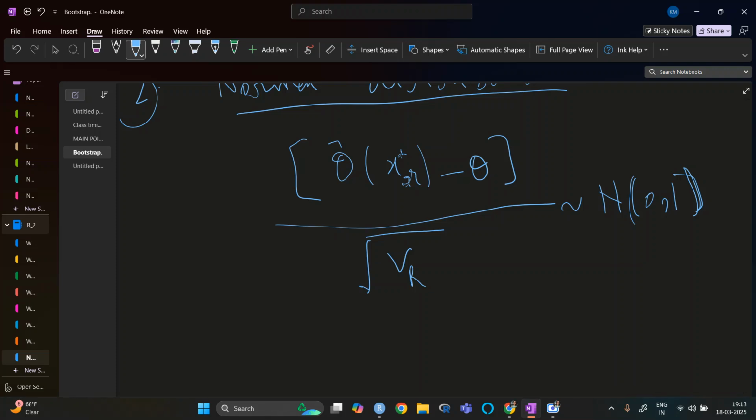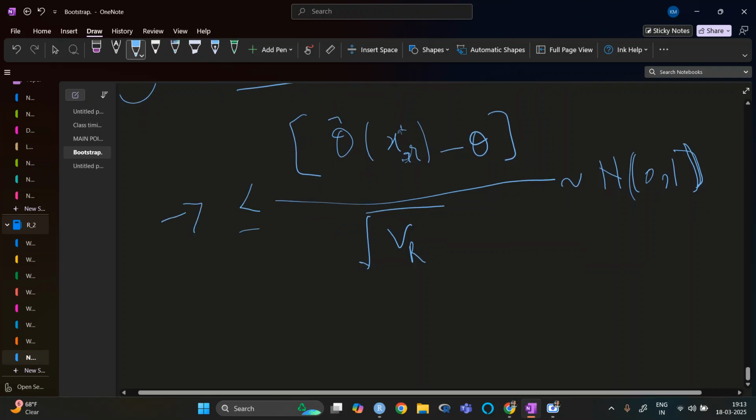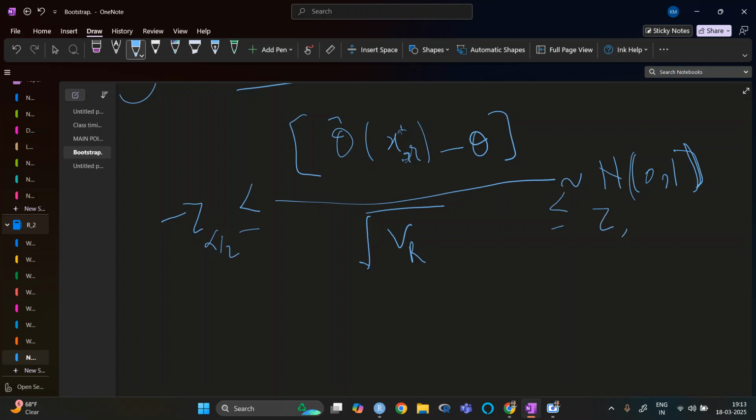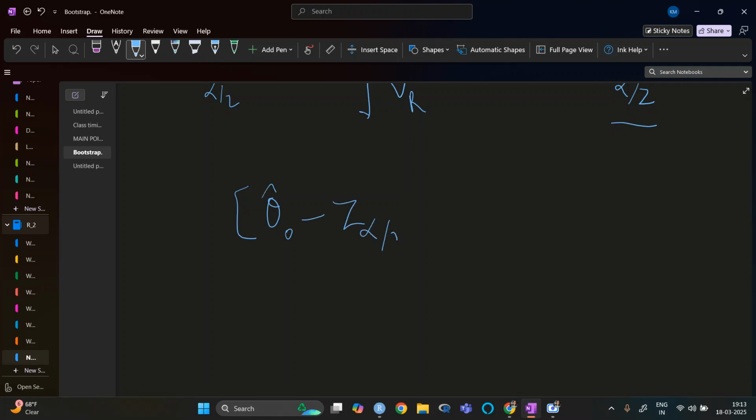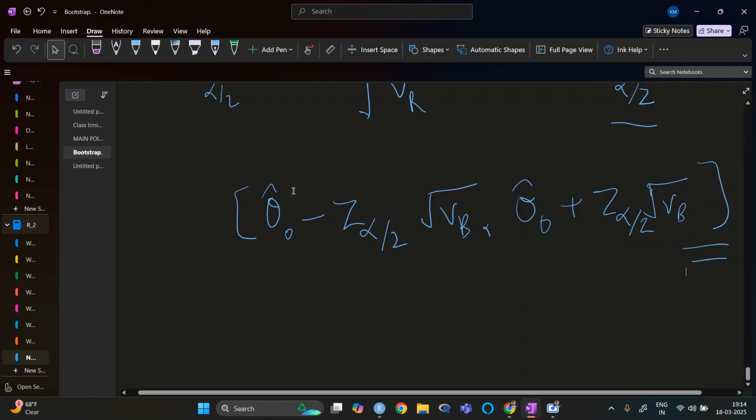To find the confidence interval from here, we say it is between minus z alpha by 2 and z alpha by 2, and from here we get theta cap minus z alpha by 2 under root of VB, theta cap plus z alpha by 2 under root of VB. This is our confidence interval using the normal distribution. Now the similar one is for the t distribution also.